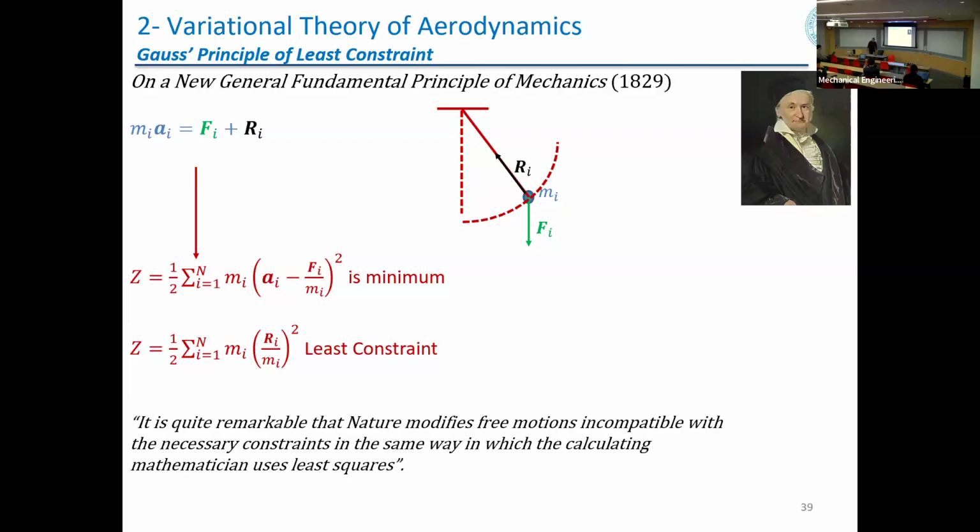So inspired by his own method of least squares, he proposed the general principle of mechanics in which nature plays the role of a mathematician, solving a least squares problem at every instant in time to determine the best evolution from the current state to the next state.